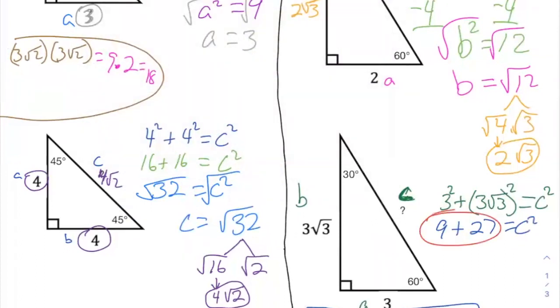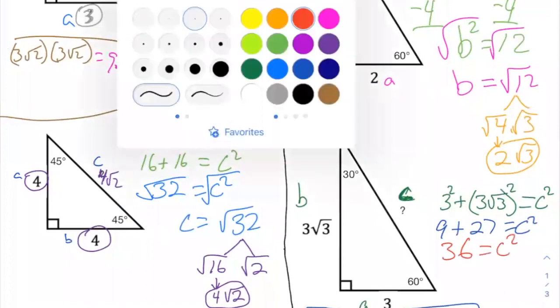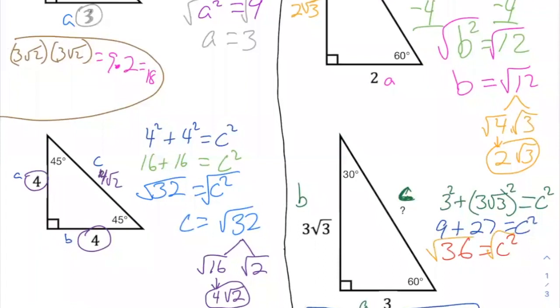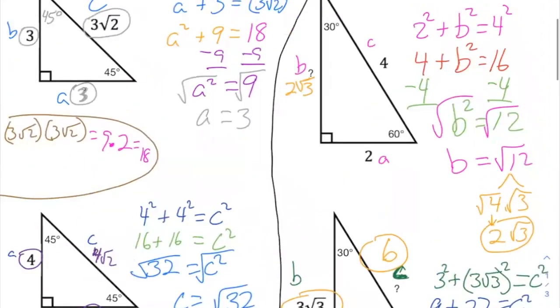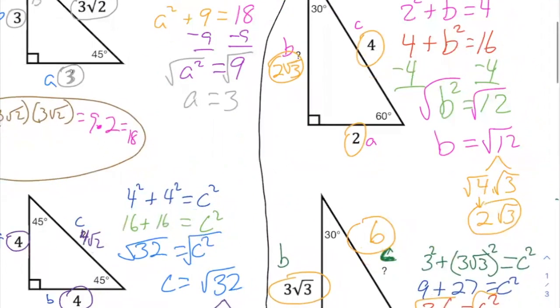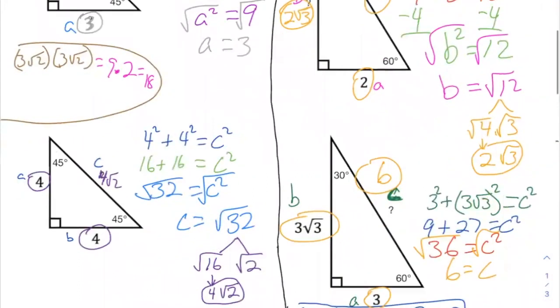Does this say 9 plus 27? Yes, it does. So let's do that. 36 equals C squared. Take the square root, so we get C. And C is the square root of 36, which is 6. Well, that's kind of cool. So this C is 6. So we've got a 3 root 3 and a 6. And above, we had a 2 root 3 and a 4. Interesting. So let's answer these questions.